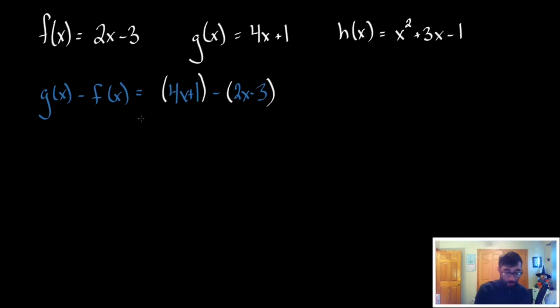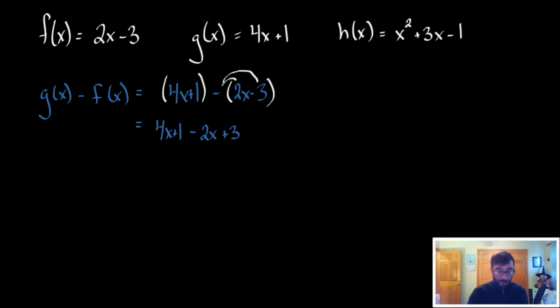So this would now look like, well, I'm not doing anything with this one, so this is going to be 4x plus 1 minus 2x plus 3. Because what I had to do is distribute this negative to everything in the second function. So make sure that we're being really, really careful when we are subtracting functions.